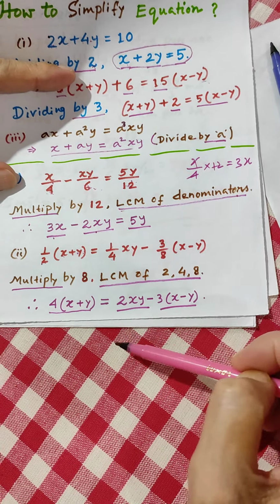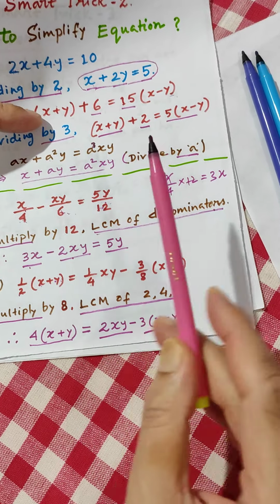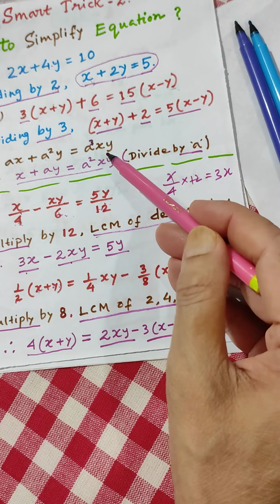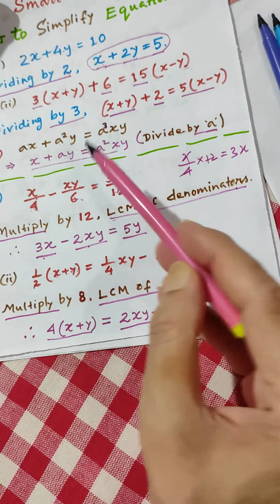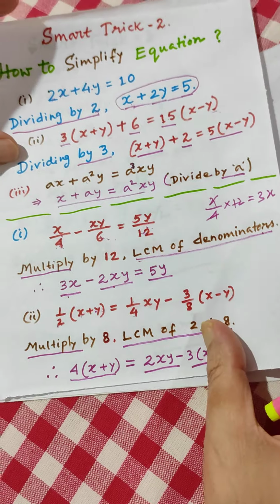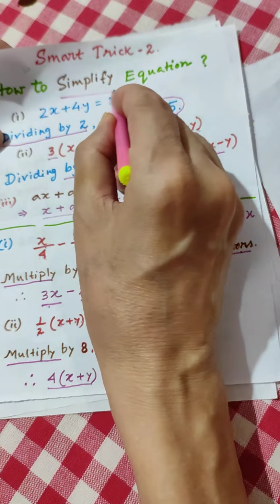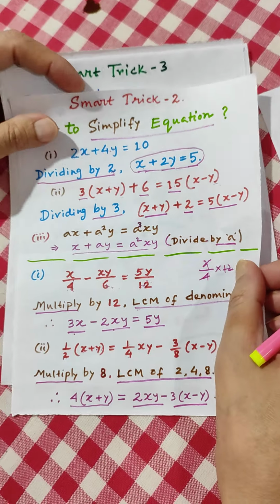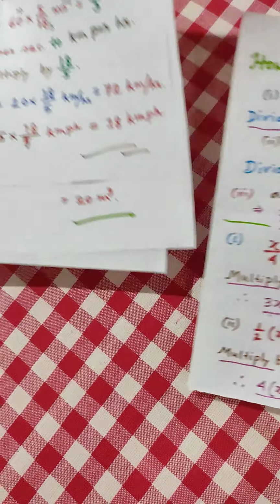So in these two examples, we removed the fractions by multiplying each term by the LCM of denominators. In the earlier examples, we divided by the common factor, and in these two examples, we multiplied by the LCM of denominators. So using this smart trick, you can simplify the equation. That will reduce your workload, and another important thing, it will save time in the exam. Time is very important in the exam, isn't it?